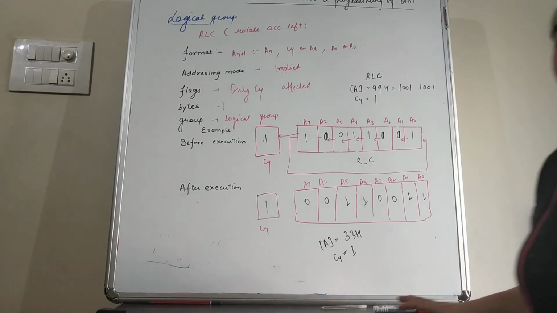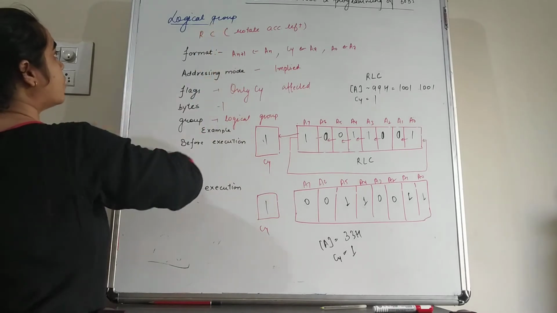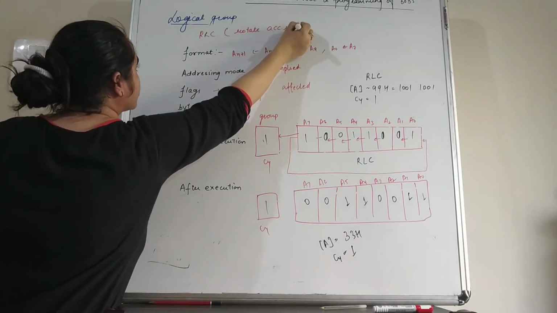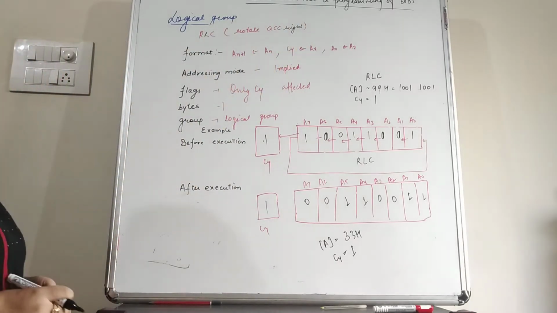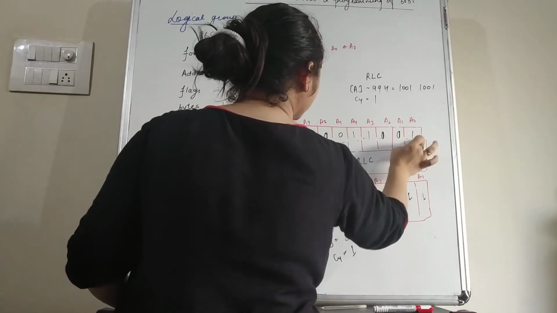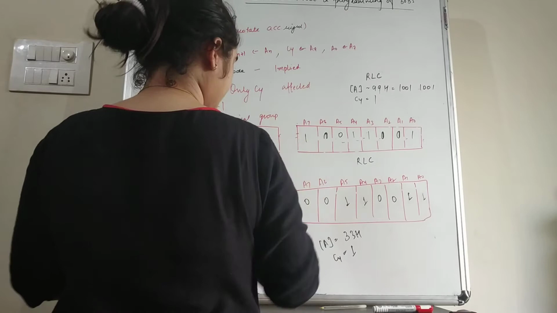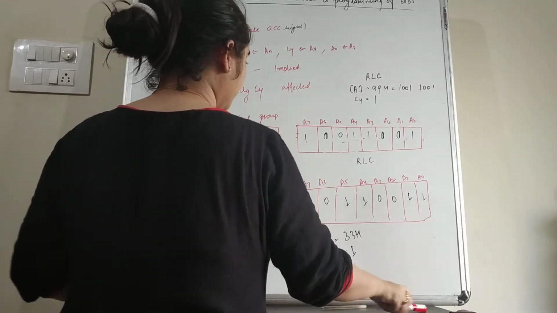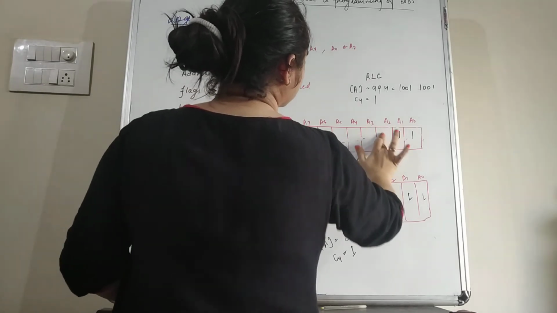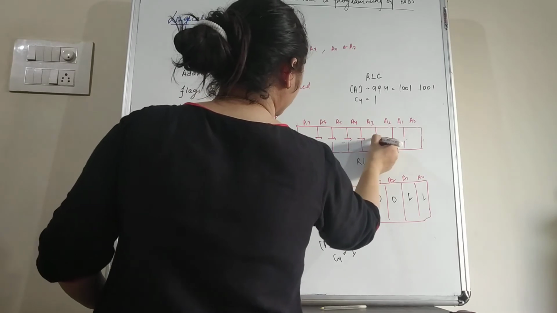Now after this, the next instruction we have is RRC. RRC means rotate the accumulator right. So rotate the accumulator right means we rotate the contents towards the right side. So now you can see the changes. According to this, the contents are moved like this.